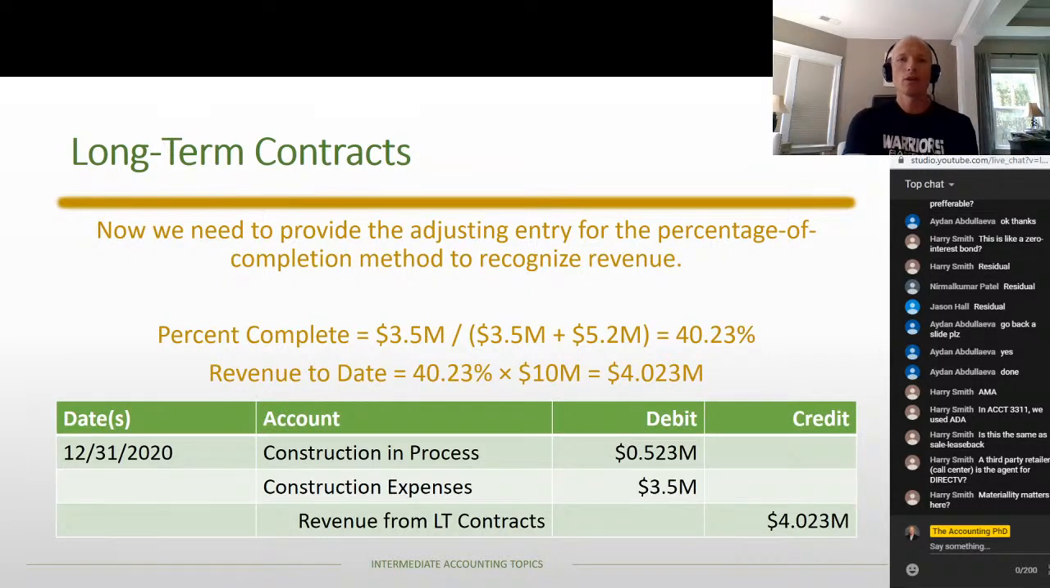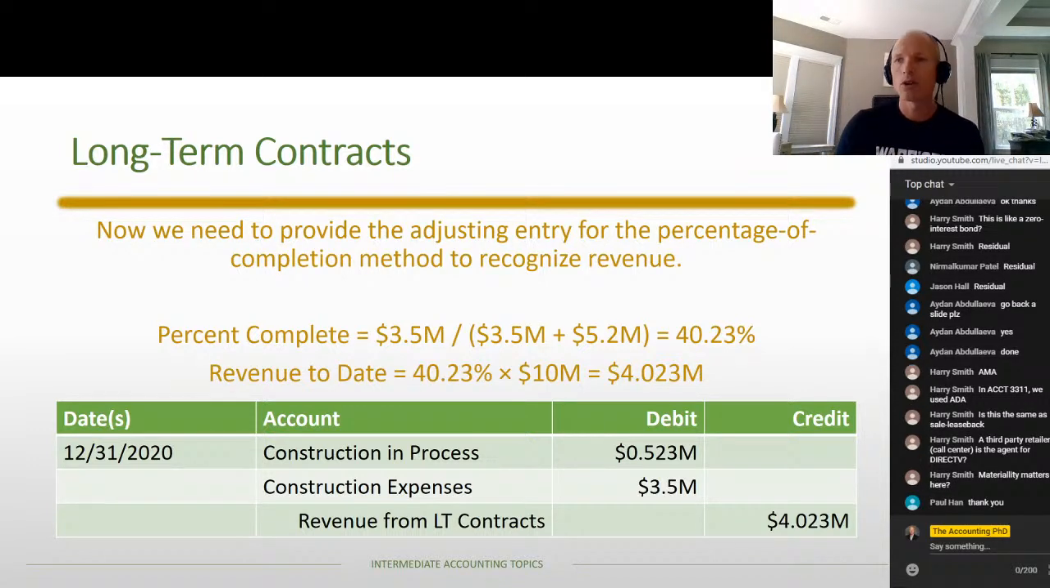And so what do we do then? We recognize the revenue from our long-term contracts, $4.023 million, and that is a credit. We're going to debit our costs, which we'll call construction expenses. Whatever expenses we might have, various items like labor expense, whatever it might be. And then we have construction in process being debited for the difference between the two. Again, this is just how we handle long-term contracts. Recognize the revenue, debit the cost of those expenses, and the construction in process is a debit for the difference.